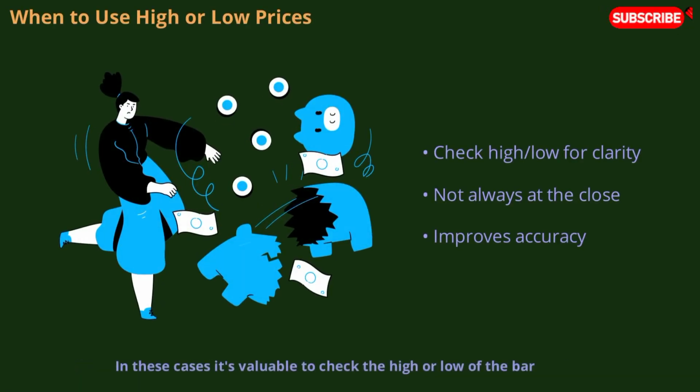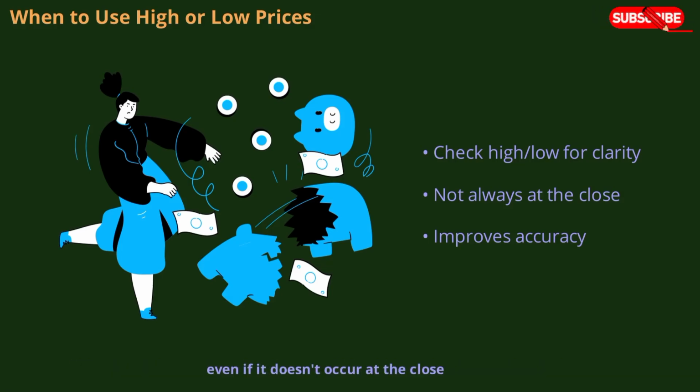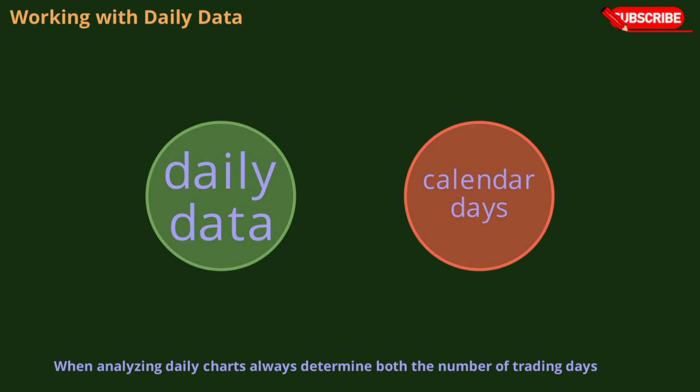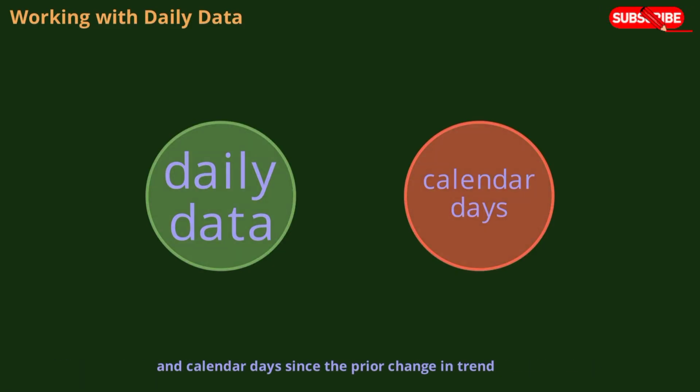In these cases, it's valuable to check the high or low of the bar, especially if the prior change in trend was a significant high or low. This approach increases the chances of identifying a harmonic relationship, even if it doesn't occur at the close. When analyzing daily charts, always determine both the number of trading days and calendar days since the prior change in trend. This dual approach ensures that you capture both market-specific and broader time harmonics, providing a more comprehensive view of potential turning points.